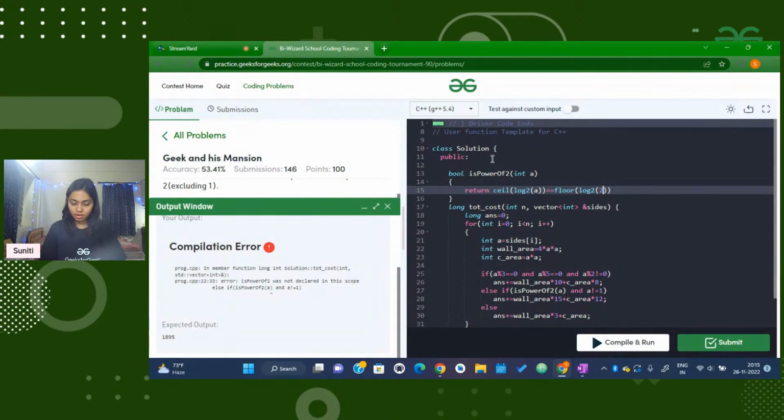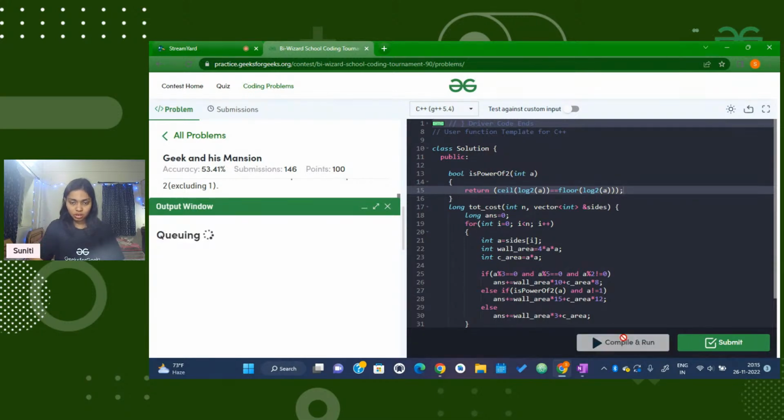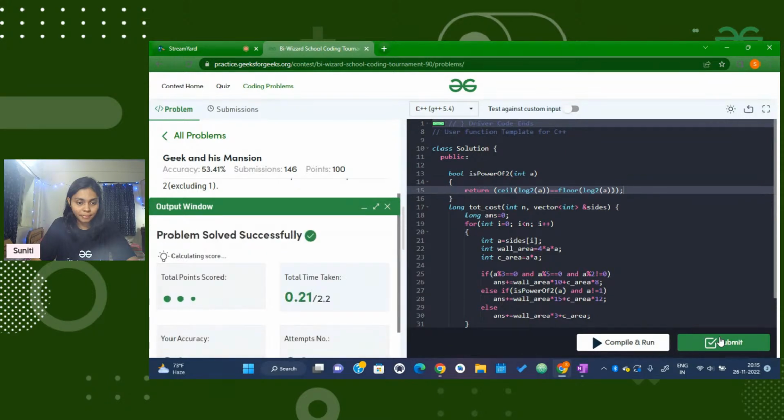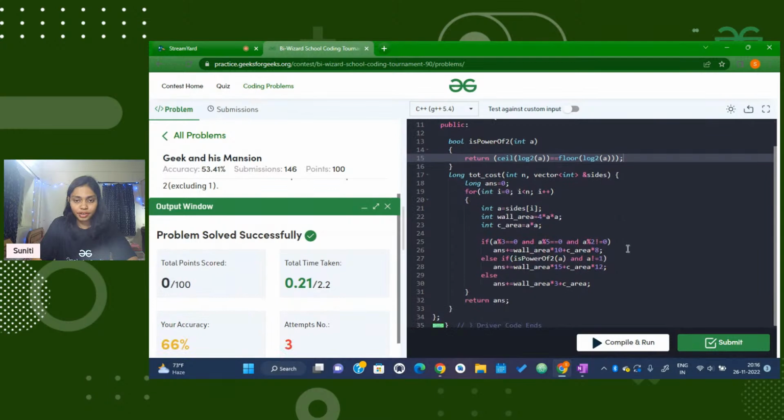To check if a number is an integer or not, we will match if the ceil value is equal to the floor value. If that's the case, then the number is an integer. And if the number comes out to be an integer, then it means it is a power of 2 because we have used log 2 here. All right, so we have solved this problem.